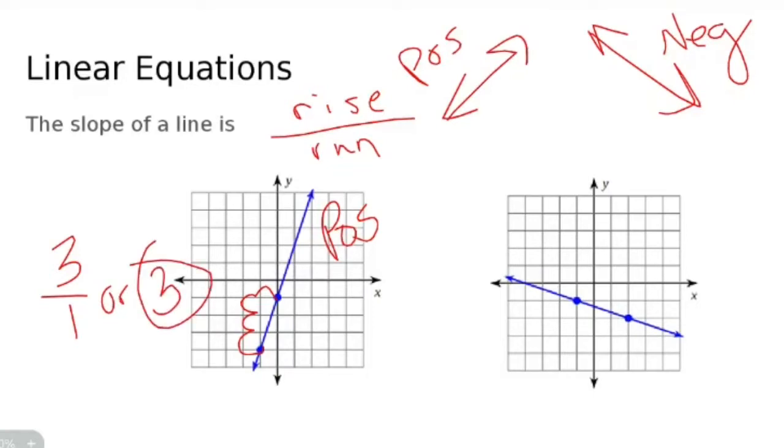Okay. This slope is going down and to the right. So that's going to be a negative slope. Okay, so let's count out how far we're going down. 1. And we're going right. 1, 2, 3. So it's going to be negative 1 over 3.